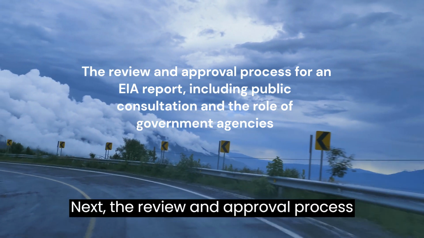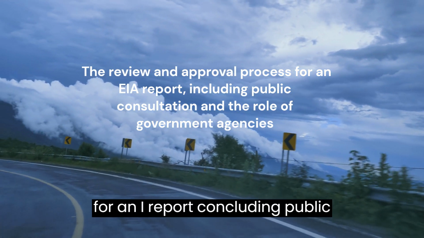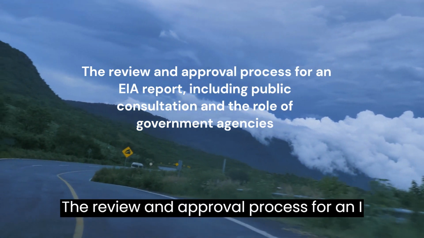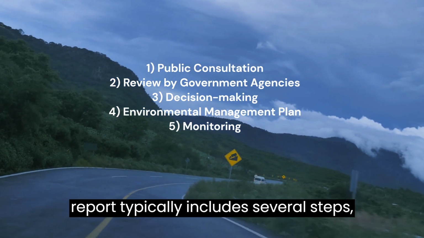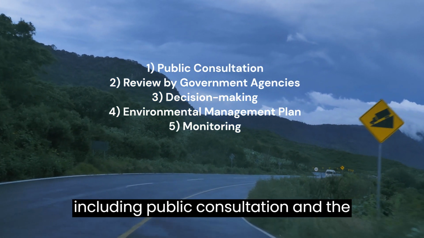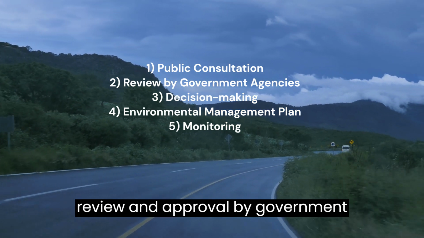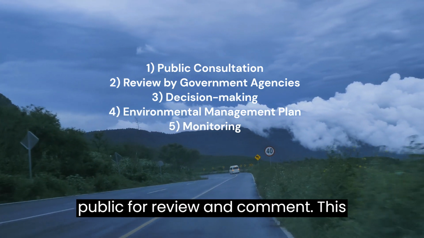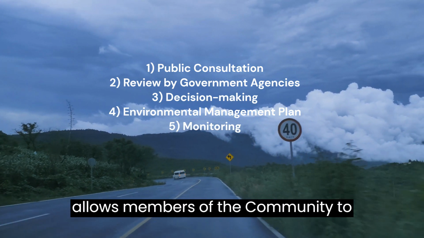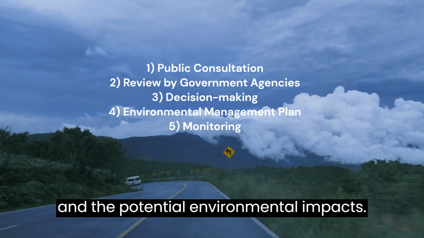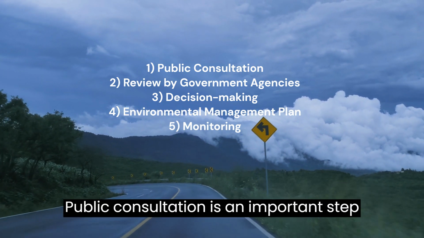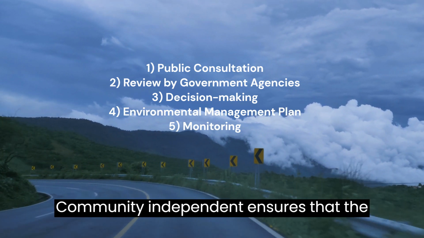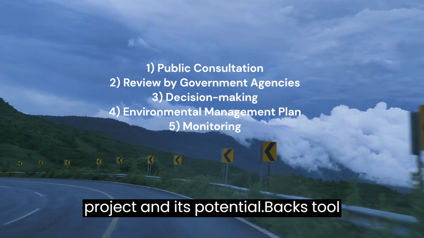Next, the review and approval process for an EIA report, including public consultation and the role of government agencies. The review and approval process for an EIA report typically includes several steps, including public consultation and the review and approval by government agencies. 1. Public consultation. The EIA report is made available to the public for review and comment. This allows members of the community to provide feedback on the proposed project and the potential environmental impacts. Public consultation is an important step in the EIA process as it allows for community input and ensures that the public is informed about the proposed project and its potential impacts.